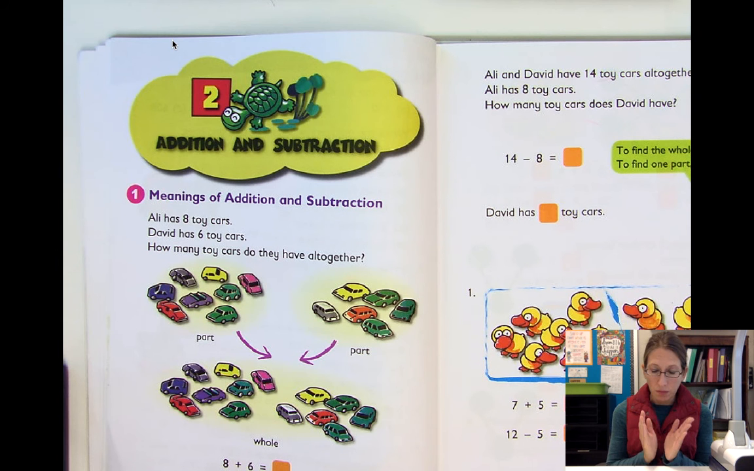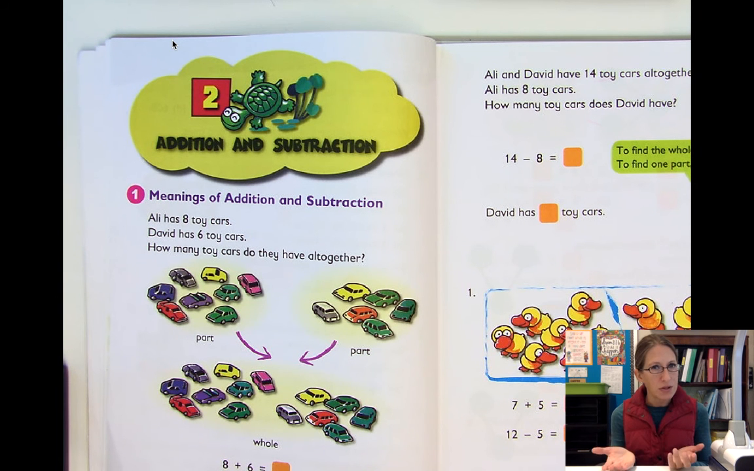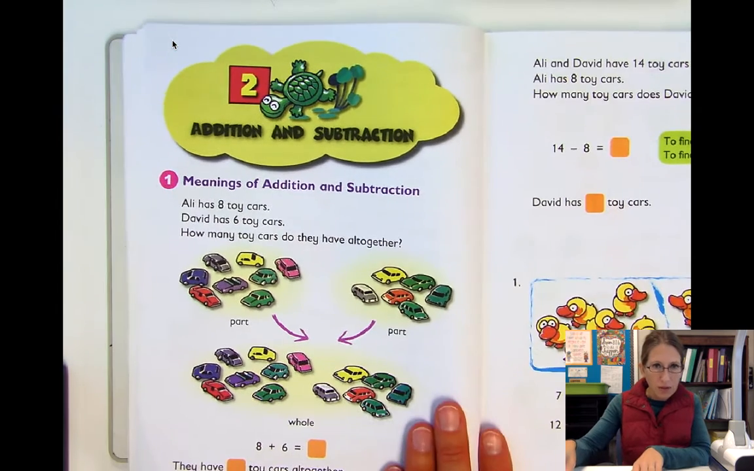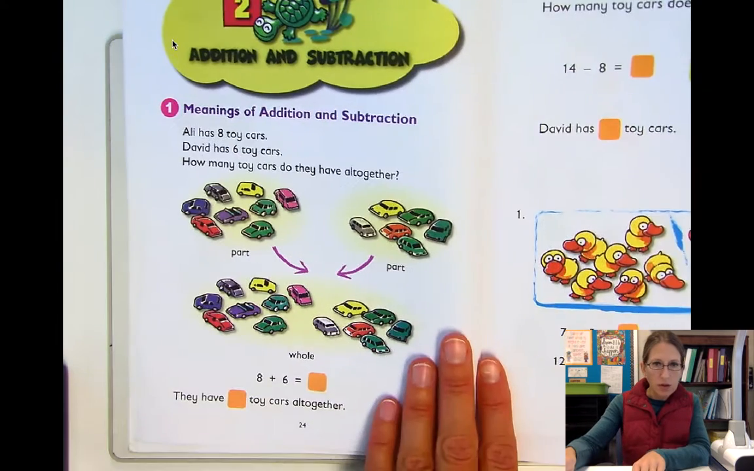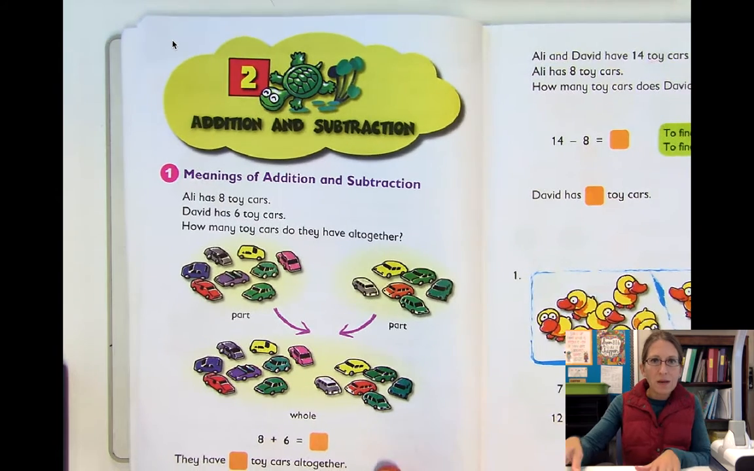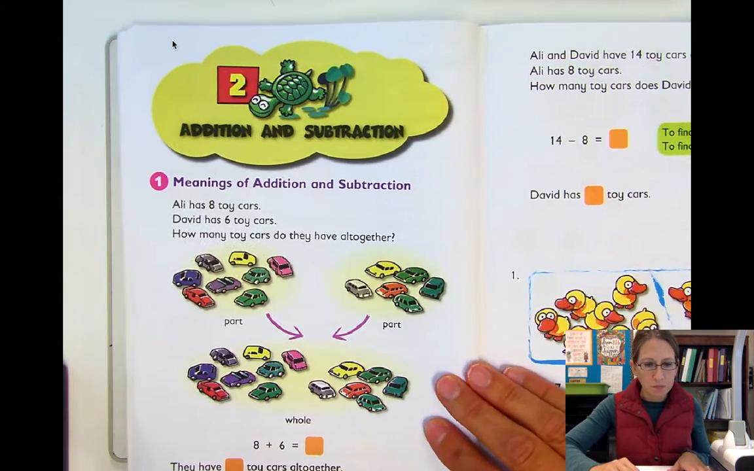Now, if you're thinking, oh, Miss Taylor, I already know how to add and subtract, good. You should know how to add and subtract. But it's really good for our brains to kind of step back and think about, how do we know that we're going to add? How do we know that we're going to subtract? So here, and I am on page 24, if you'd like to follow along with me, page 24, it says the meanings of addition and subtraction.